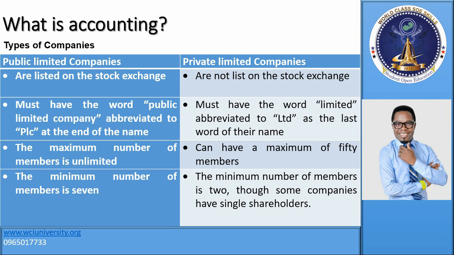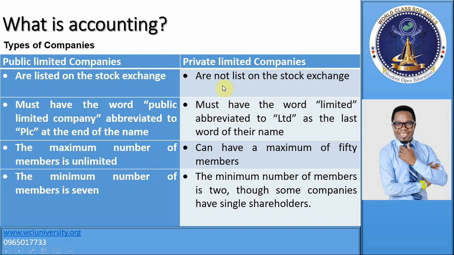Types of companies. You're looking at the table of types of companies. There are two types of companies. The one on the left here is called public limited company. This one on the right is called private limited companies. Public limited companies are listed on the stock exchange and must have the words public limited company, abbreviated to PLC, at the end of the name. The maximum number of members is unlimited. The minimum number of members is 7.